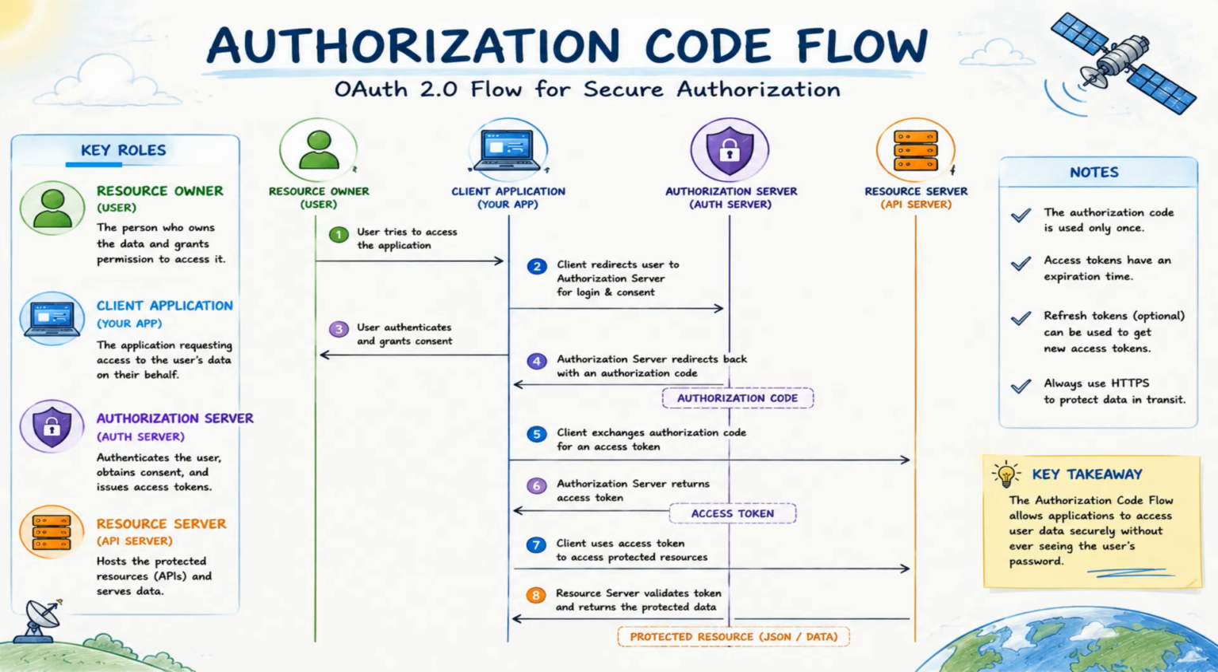On the left are the four key components: the user, client application, authorization server, and resource server. In the center, the numbered steps show the complete process, from the user signing in and granting permission to receiving an authorization code, exchanging it for an access token, and using the token to access protected resources. The notes on the right show that authorization codes are used once, access tokens expire, refresh tokens can obtain new tokens, and HTTPS protects every step. This flow lets applications access resources securely without storing the user's password.